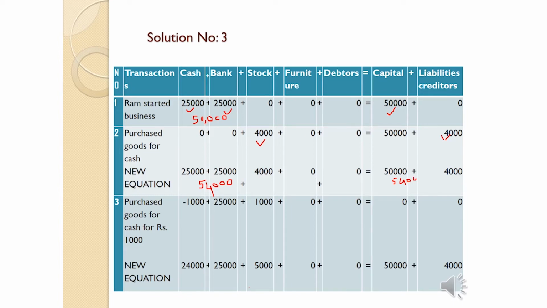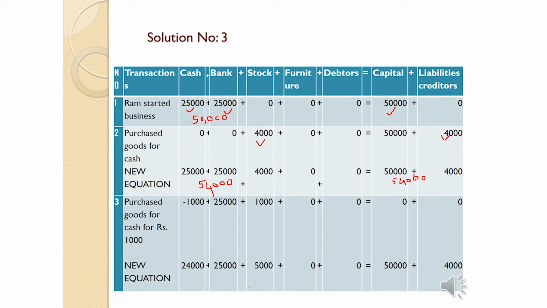Now the accounting equation should be proved here. That is assets is equal to liabilities plus capital, 54,000. The next transaction is purchase goods for cash for rupees 1,000. Here purchase goods for cash. So stock value will be increased, sorry, by 1,000 rupees. Cash value decreases by 1,000 rupees.